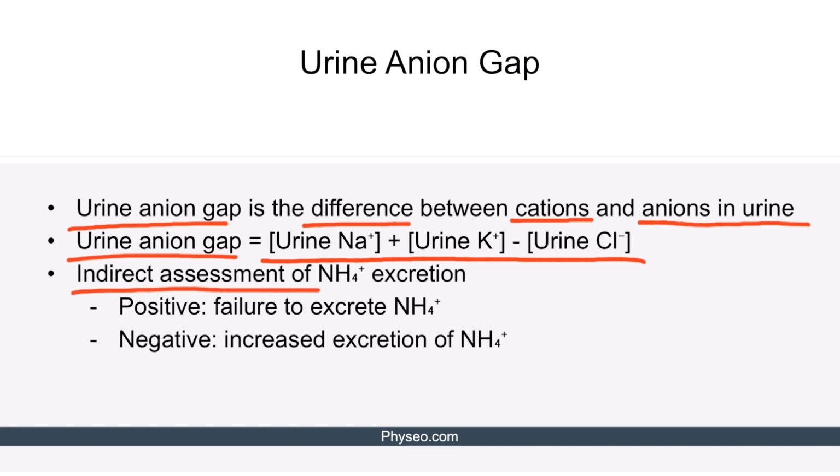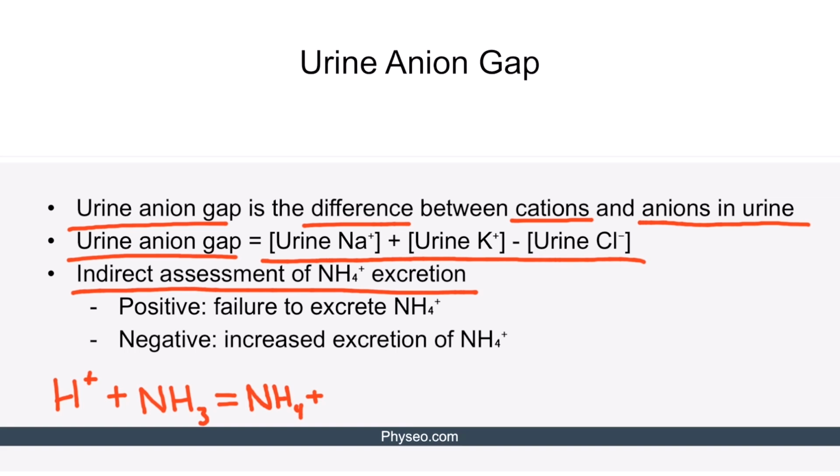It's an indirect assessment of ammonium ion excretion. It's used in cases of metabolic acidosis and to differentiate between renal and gastrointestinal causes of metabolic acidosis. The ammonium ion is a positively charged ion, so it forms when a hydrogen ion combines with an ammonia molecule. The excretion of ammonium in the urine causes a fall in the urine anion gap value. So, a positive urine anion gap is seen when the kidney fails to excrete ammonium ions, and a negative urine anion gap when there is increased excretion of ammonium ions.